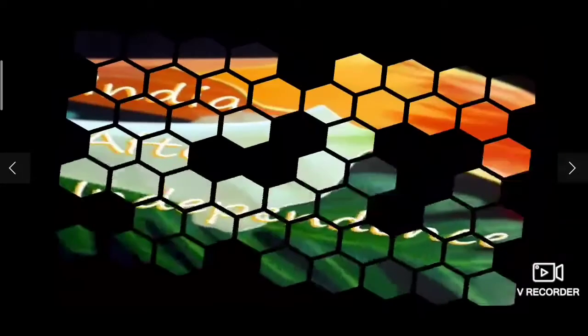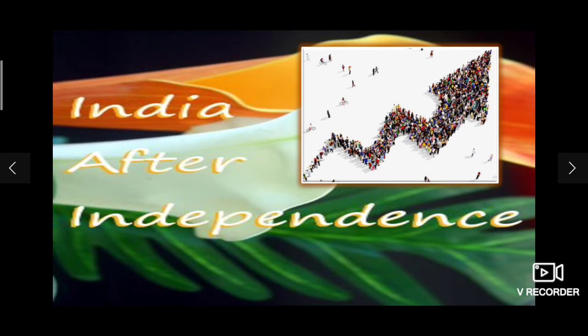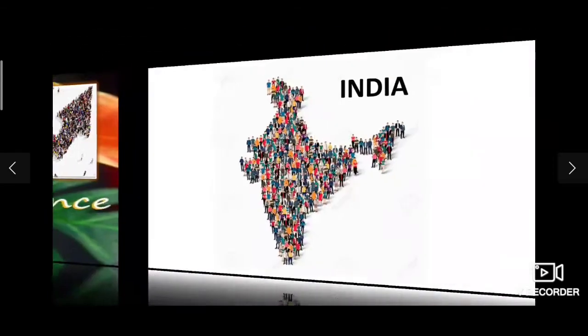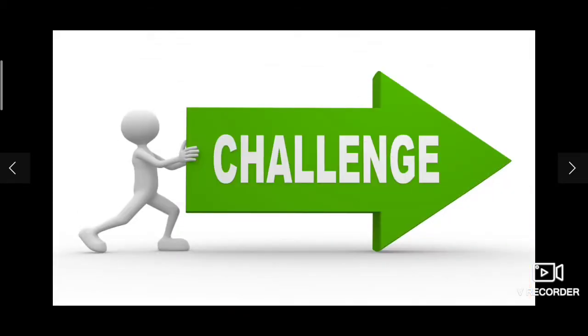After independence, India faced a big challenge of how to feed its growing population. The government of India advised people to reduce consumption and save food. With increased population and with low technology farming, it was difficult to meet the growing food needs of India. This was a challenge.